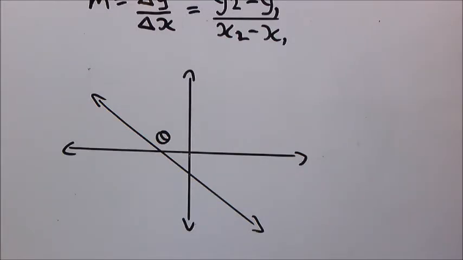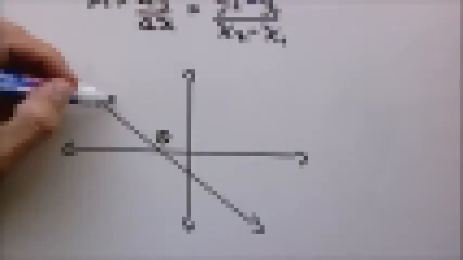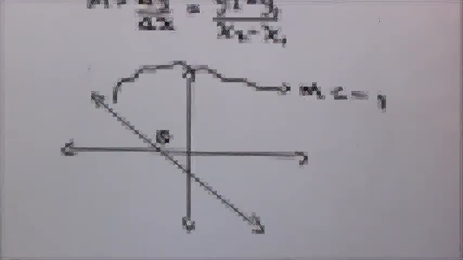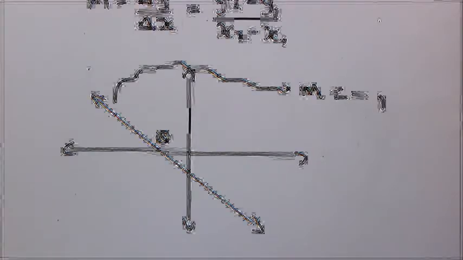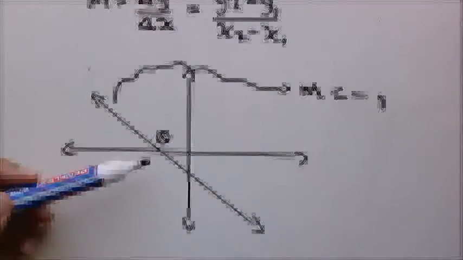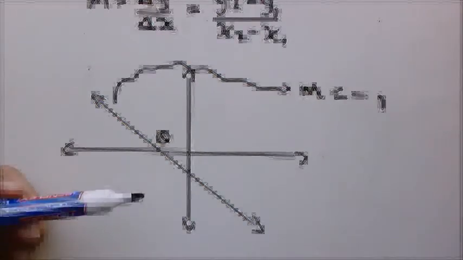Now, if you take your calculator, for instance, let's say we know that the gradient of this line is equal to -1. If you take your calculator, you say second function tan -1 equals, you will get an answer of -45. But we know that doesn't make sense, right? -45, how does that work?